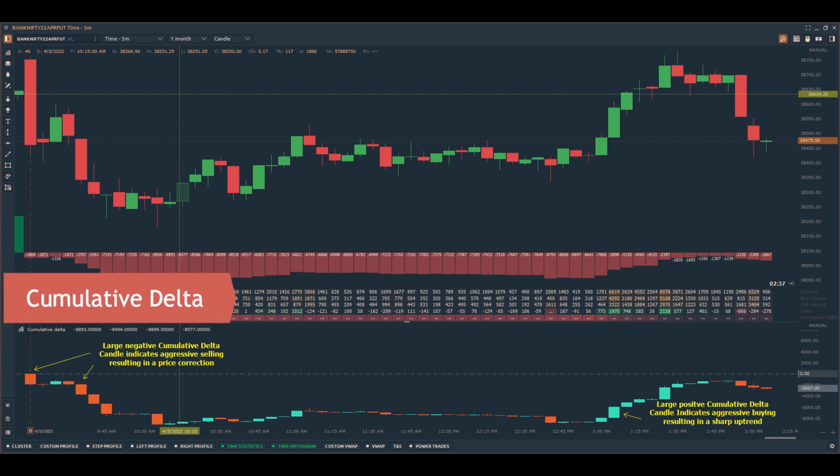Cumulative delta is the sum of delta volume for a given period. This can be plotted from the start of the trading session or for a given period. Cumulative delta helps us in identifying the extent of buying or selling that has taken place in a trading session. For better visualization, we often use the candlestick chart as it clearly shows the large addition of aggressive buying or selling.